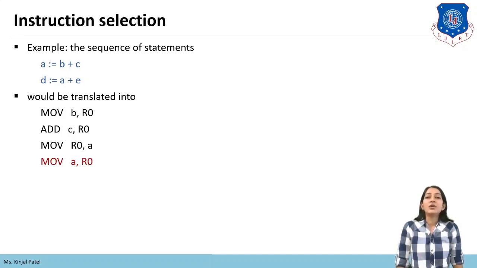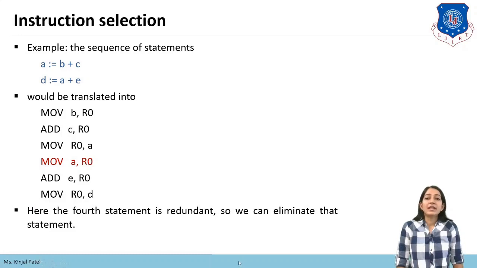Now next we want to add A with E. So again we need to move this variable A to the R0 register. Then add E comma R0 means now E will be added to A and the result will be stored into the R0 register. Now move R0 comma D means the value A plus E will be stored in the D variable. Okay, so here the fourth statement is redundant, so we can eliminate that statement.